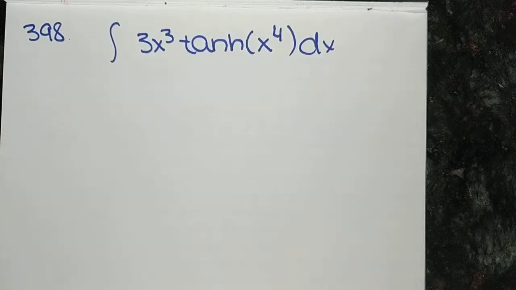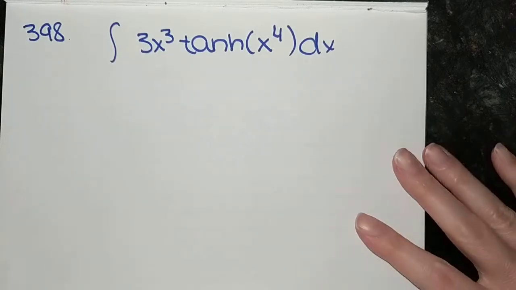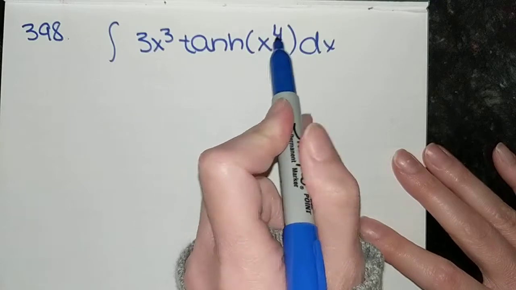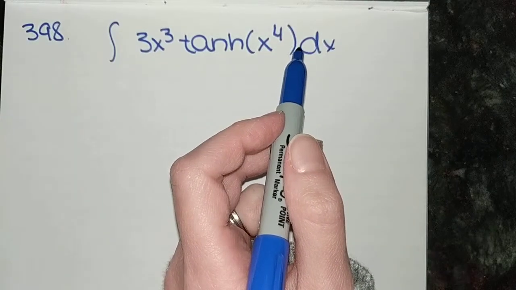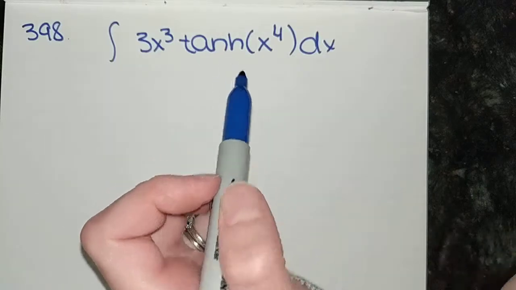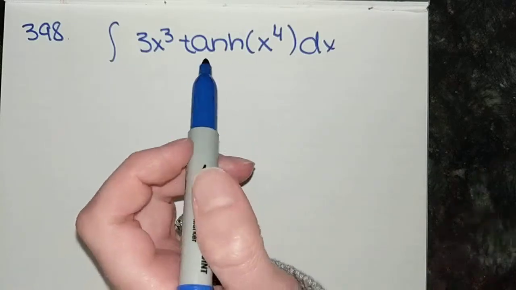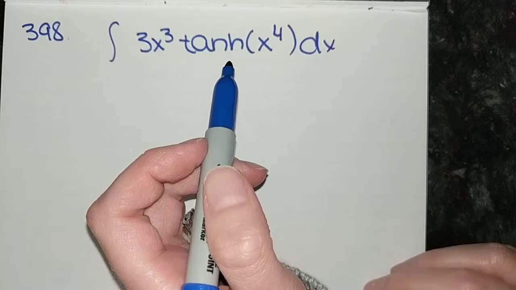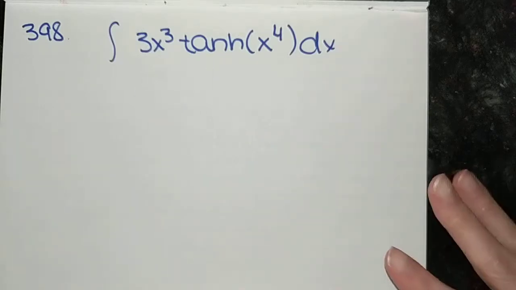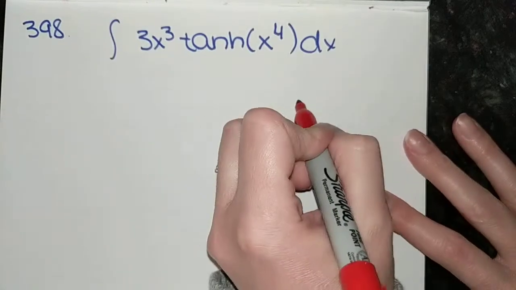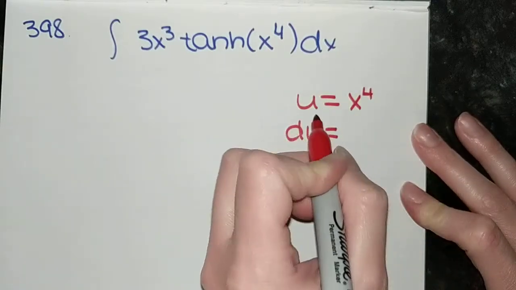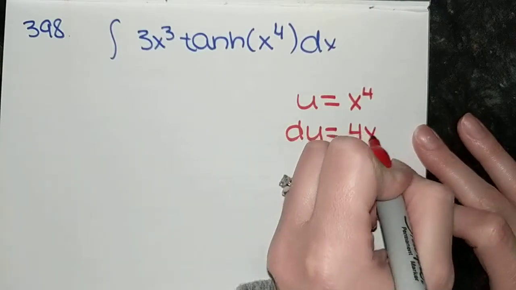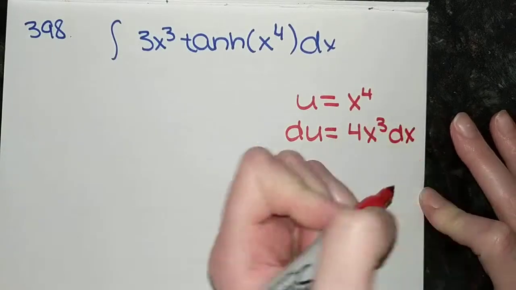So with this one, probably the first thing that people are going to do is pick u to be equal to x to the fourth. Honestly, if you only want to do one u substitution, you would initially rewrite this in terms of sine and cosine, or sine hyperbolic, cosine hyperbolic. However, we will just start off with our u as x to the fourth and go from there. So our u is x to the fourth, our du would then be 4x to the third dx.